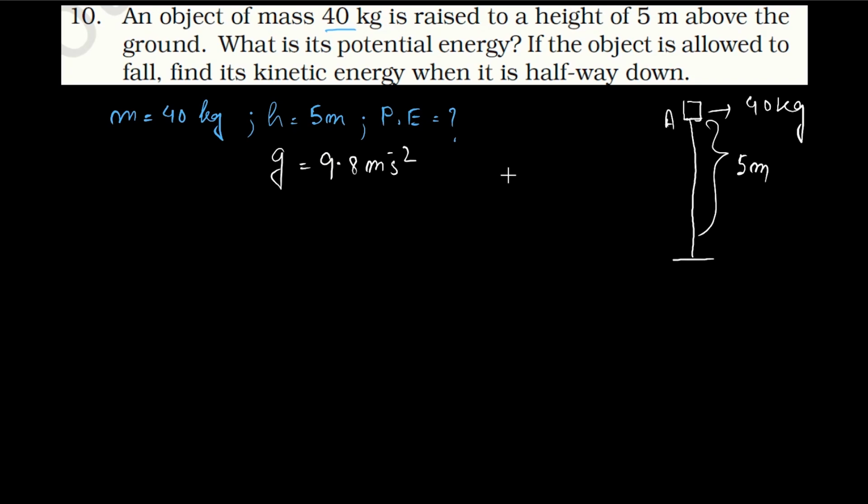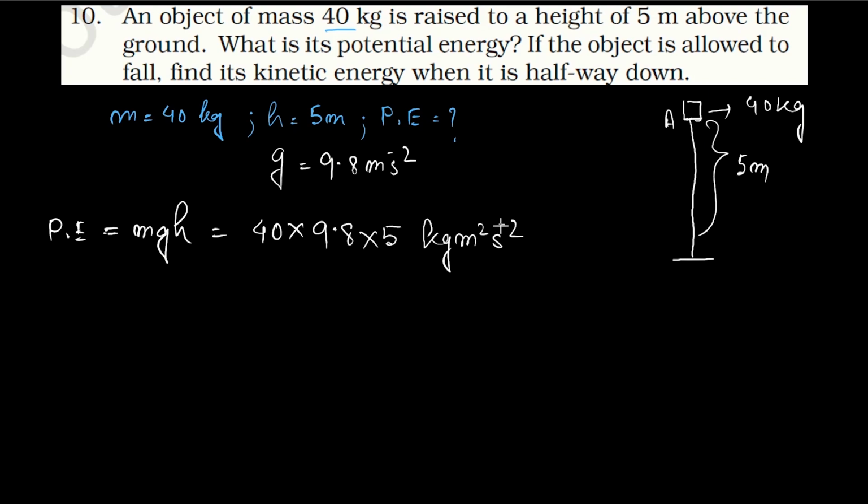Now first we have to calculate the potential energy. What will be the potential energy? PE, that means the potential energy, is equal to, what is the formula? mgh. Now what is the value of m? 40, and the value of g is 9.8, and the height is 5. So the unit is kg meter square per second square, right? If you solve this, you are going to get 98 into 20. This kg meter square per second square is known as joule. So if you solve this, we get 1960 joule. That is the energy known as potential energy.